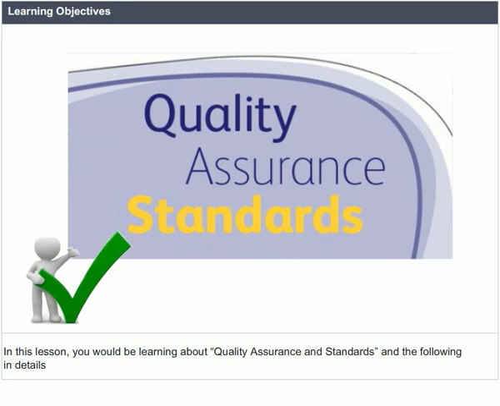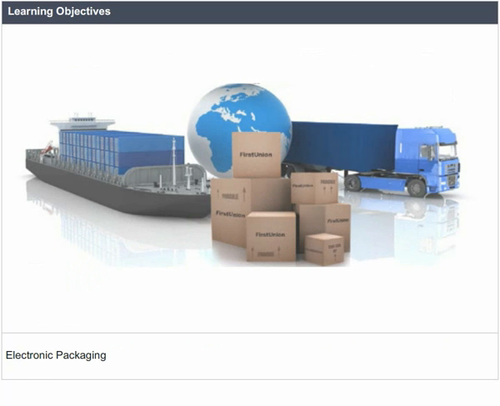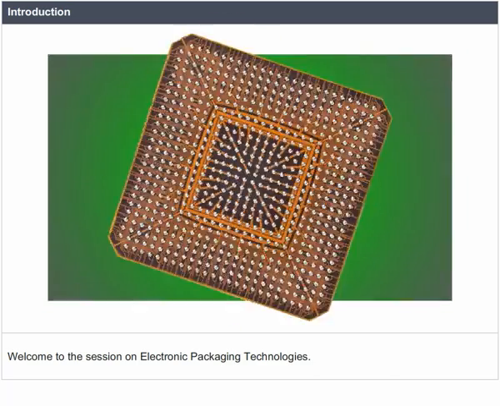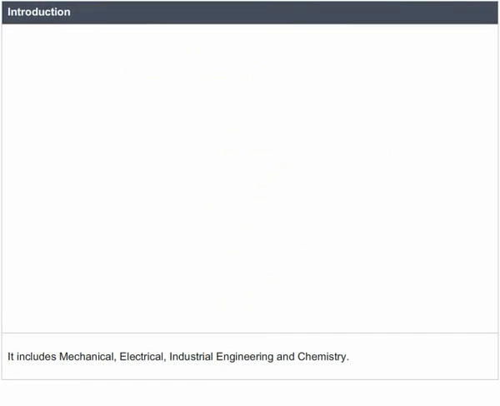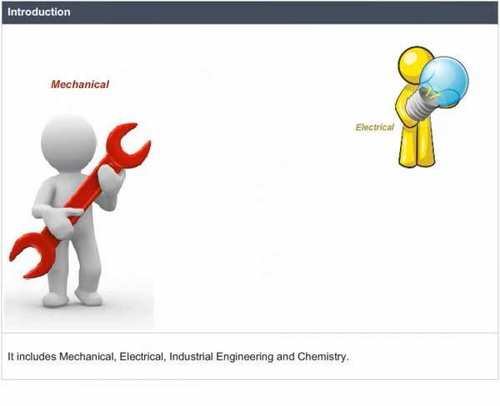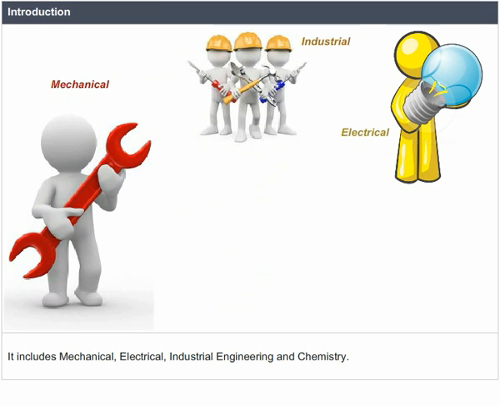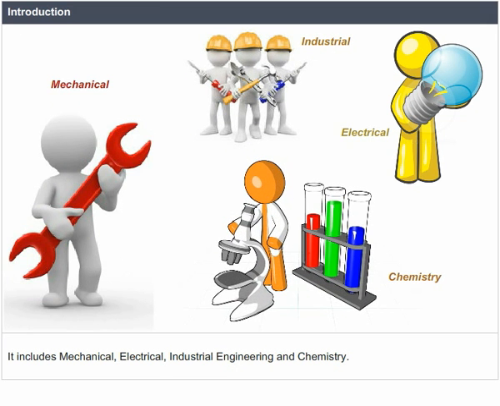Learning objectives. In this lesson, you will be learning about quality assurance and standards and the following in detail. Electronic packaging. Introduction. Welcome to the session on electronic packaging technologies. Electronic packaging is a multidisciplinary subject. It includes mechanical, electrical, industrial engineering, and chemistry.